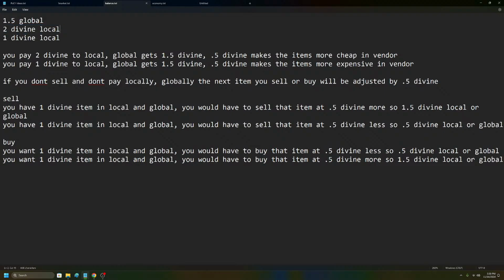So if you're selling an item that's 1 divine, the other person looking at it will only see it for 1 divine. But all you'll get in return for this is 0.5 divine. The other 0.5 divine gets deleted because it's balancing for the fact that you got a 2 divine item for 1.5 divine. Alright, makes sense? Okay, so we're moving on.